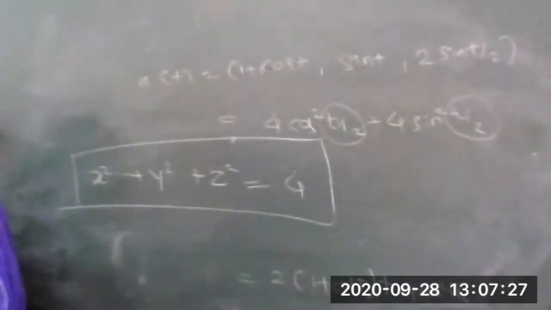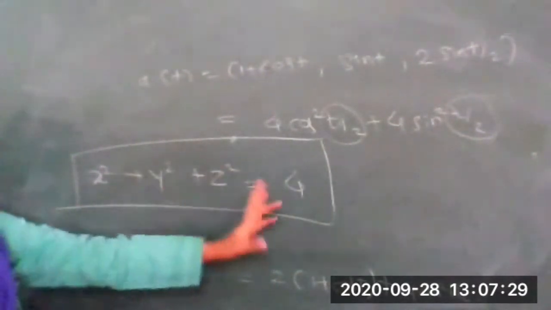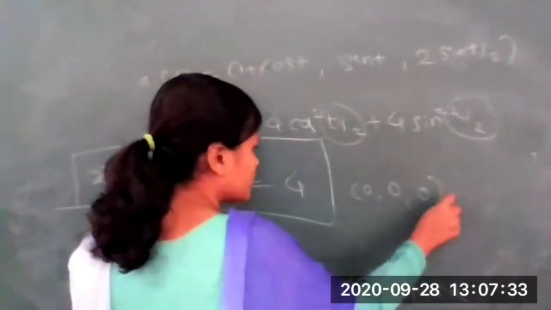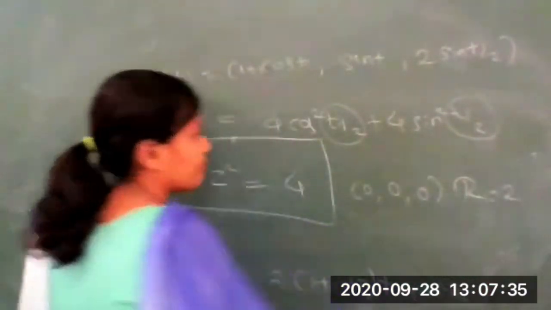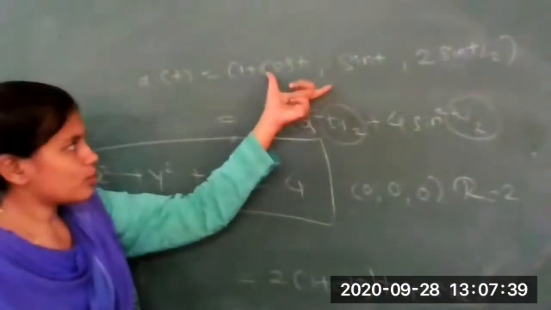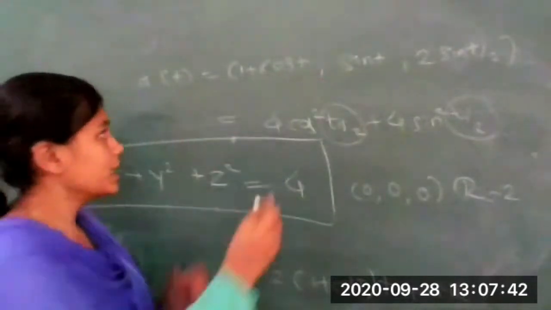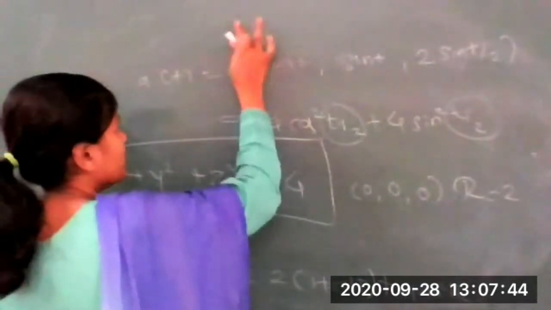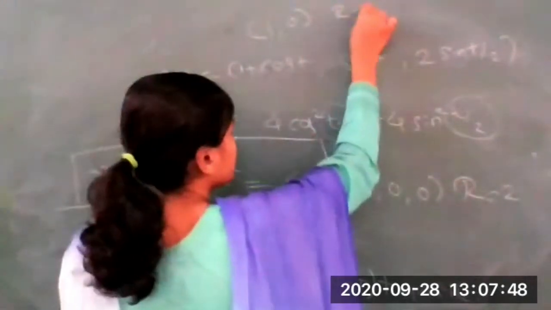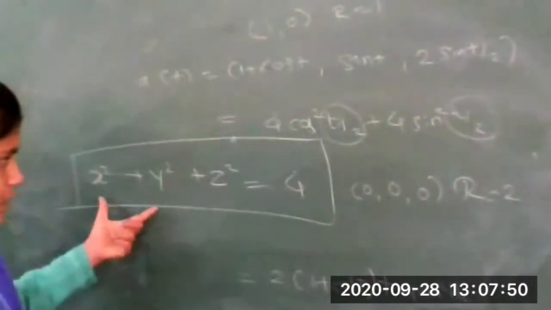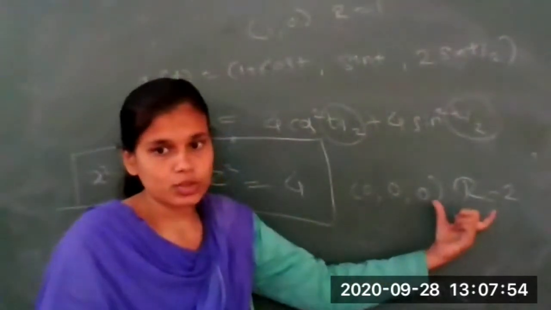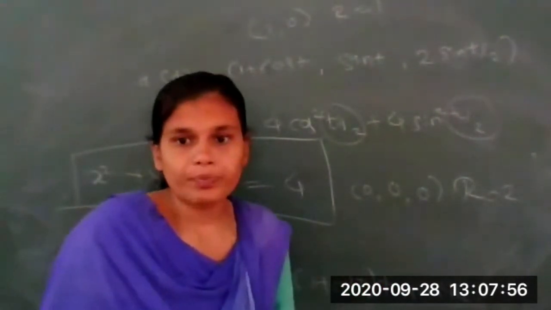This is nothing but an equation of a sphere: x square plus y square plus z square. This is an equation of a sphere with center at 0, 0, 0 and the radius is 2. Correct? So what we have seen initially, if you are having only 2 coordinates, this will be an equation of a circle with center at 1, 0 and radius is 1. And if you are having these 3, then it will be an equation of a sphere with center at 0, 0, 0 and radius is 2.